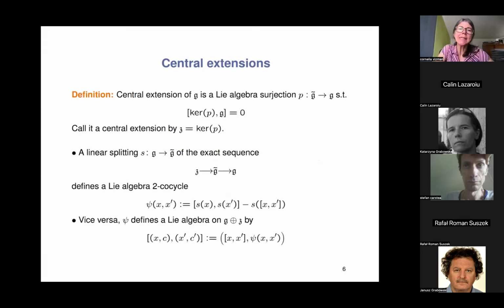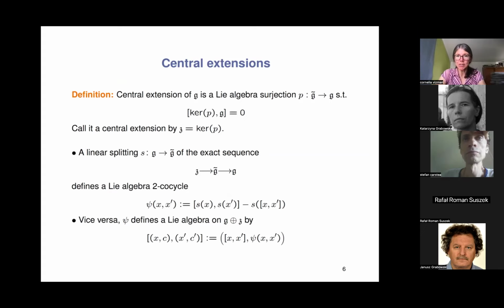So central extensions. A central extension is a Lie algebra surjection p from g tilde to g. And so g tilde is the central extension, such that the kernel is central. It's called a central extension by Z, by the kernel. If we denote the kernel by Z, then we get an exact sequence Z, g tilde, g. This is sometimes how we write the central extensions.